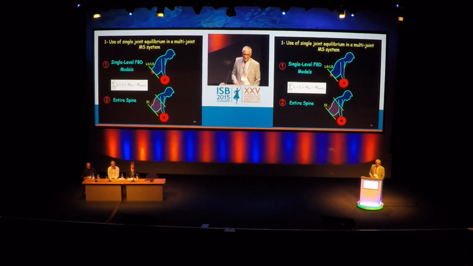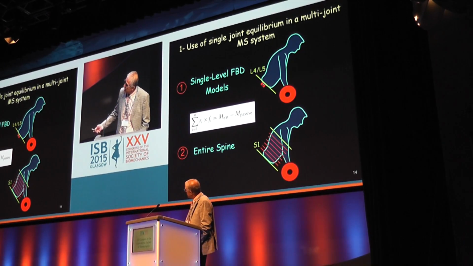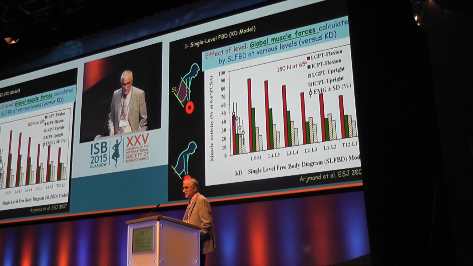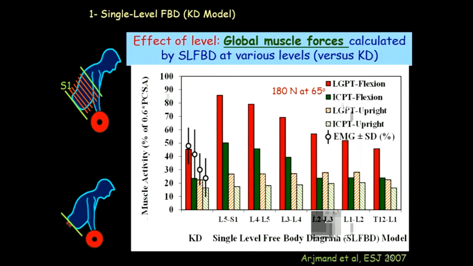Now, the first part. As far as the trunk is concerned, it is multi-joint, so you have to have equilibrium in different planes and in different directions. However, many models consider only a single-level free body diagram and then satisfy these equations at that level alone. Now, in order to see the error involved with this, we've done this here. We have here two different loading conditions. The upper one is 180 Newton in hands at 65-degree flexion rotation of the trunk, and the second set of loading here is upright with no load in hands.